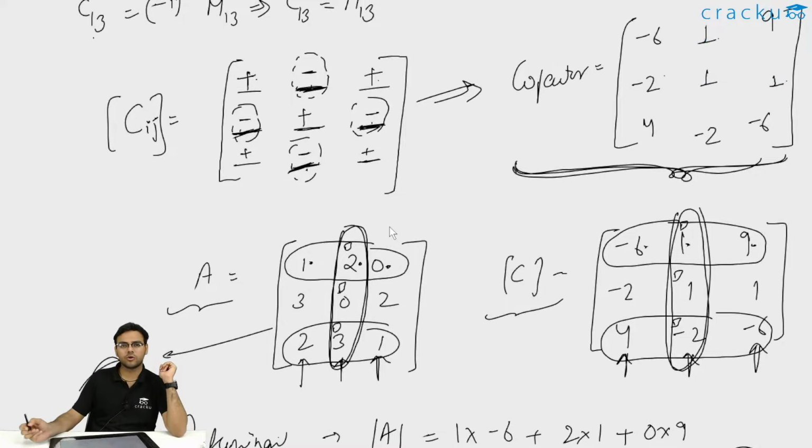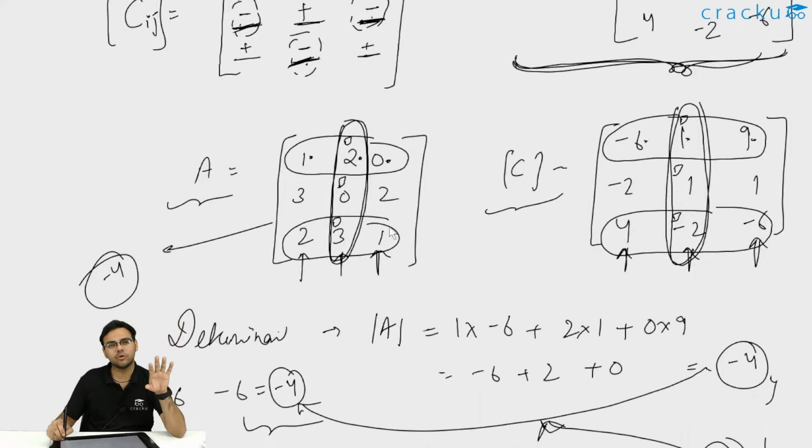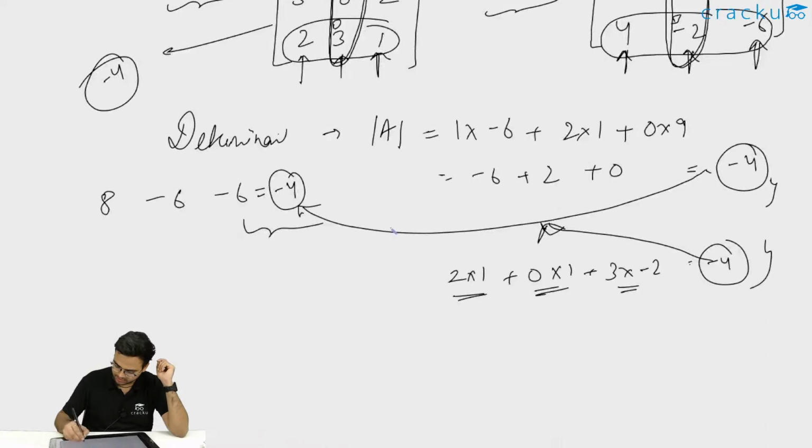Then after getting the cofactor matrix, you can take any row of the original matrix and multiply the corresponding elements with the corresponding row of the cofactor matrix. Add them and you will get the determinant. Take any row, any column, you will get the same value, which in this case is minus 4.